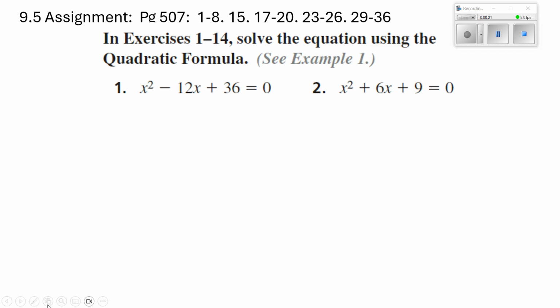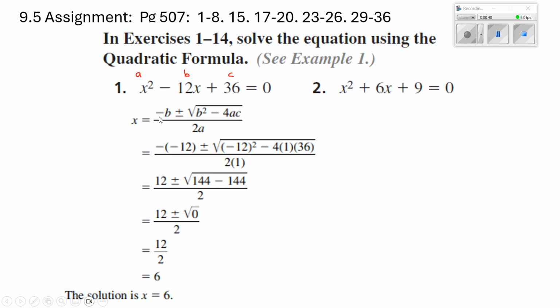The first thing to remember when we're doing the quadratic formula is that the coefficient in front of x squared is A, the coefficient in front of x is B, and the third one is C, that constant, right? Now, once you remember this, it's easy to plug it in.